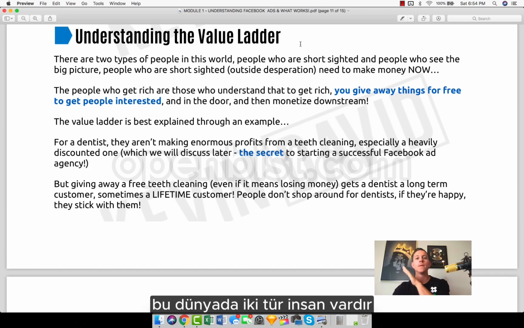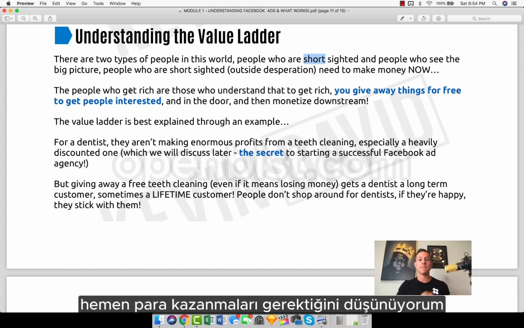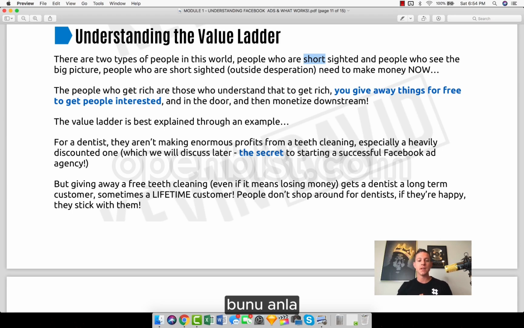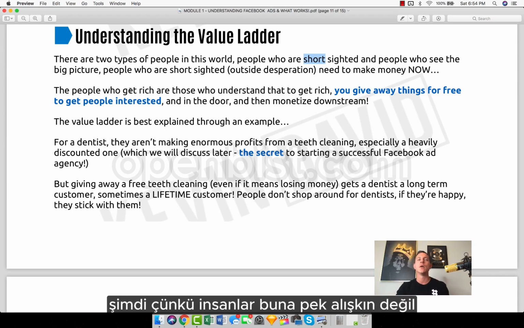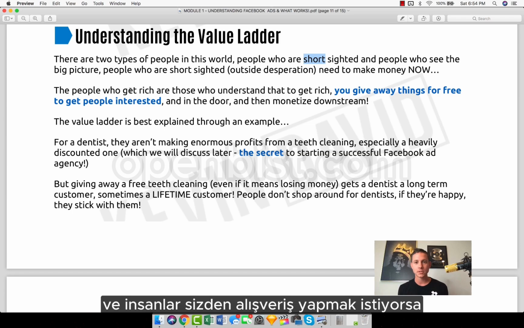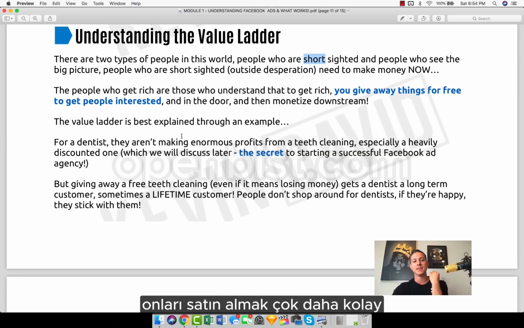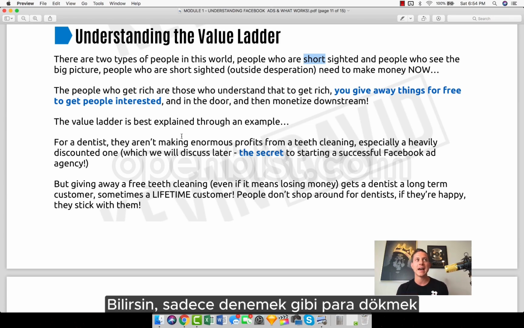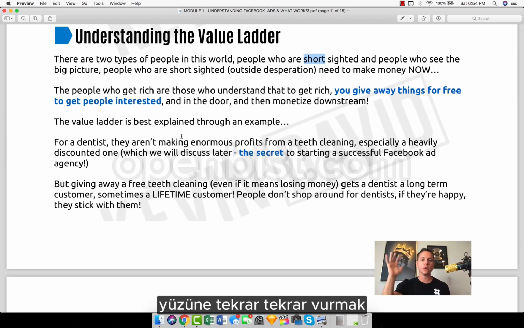There's two types of people in this world: people who are short-sighted and people who see the big picture. The people who are short-sighted think they need to make money immediately, and people who see the big picture understand that you have to give people things for free now, because people are so not used to that, they're overwhelmed by the people giving them free value that they want to make purchases from somebody. And if people want to make purchases from you, it's infinitely easier to get them to purchase than just pouring money into ads, smashing them in the face over and over and over again with all of these super expensive things that nobody's going to buy, right?